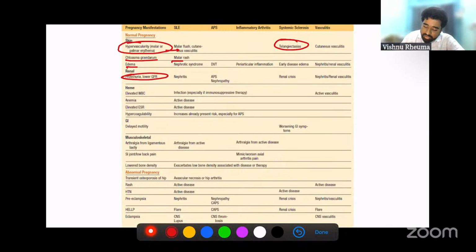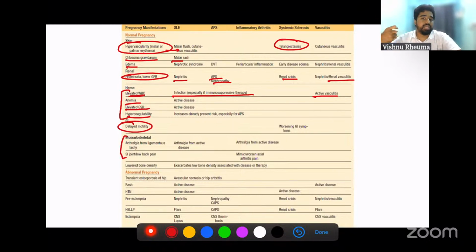Then proteinuria, low EGFR, that can mimic your various renal changes in various autoimmune rheumatic diseases. Hematological changes we talked about. Elevated WBC may be there, that can mimic infection, or it can mimic something like an active vasculitis where there is leukocytosis. Anemia, elevated ESR, all of these are physiological changes in pregnancy that will mimic active rheumatological disease. GI we discussed. Musculoskeletal, there can be ligamentous laxity, all of these peri-arthritis changes that can occur in pregnancy. They can again mimic arthralgias of rheumatological disorders. Lower bone density is something that occurs in pregnancy, that can mimic osteoporosis that usually occurs in most rheumatic diseases.